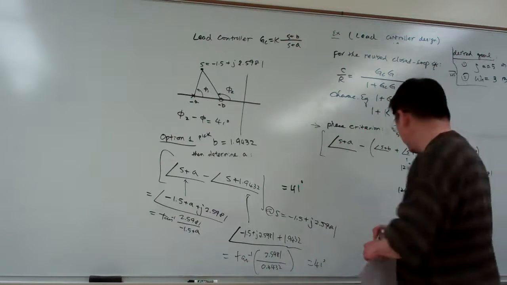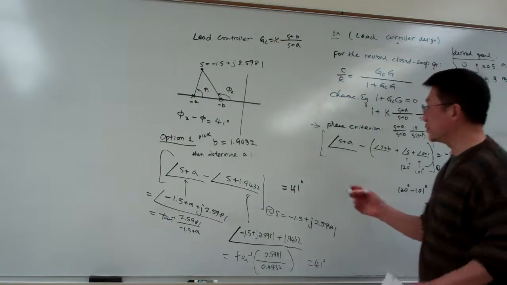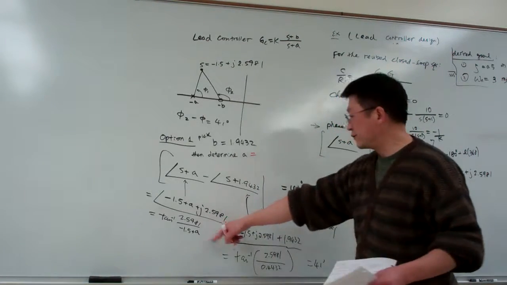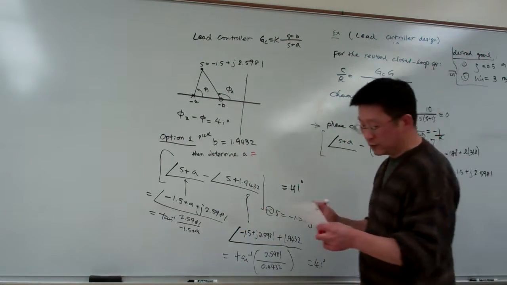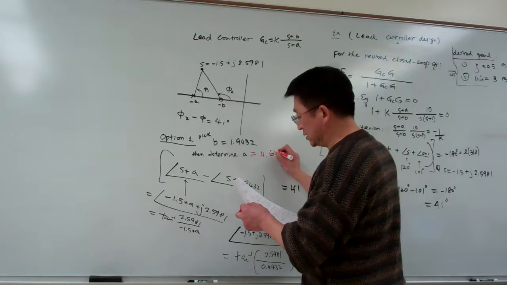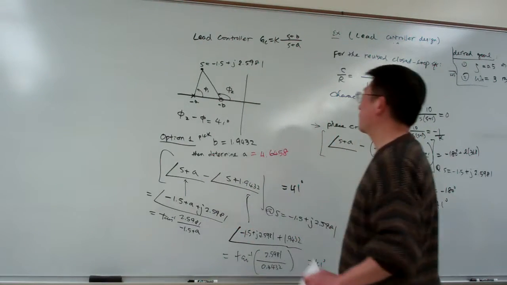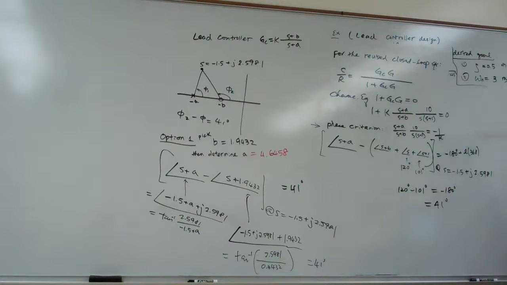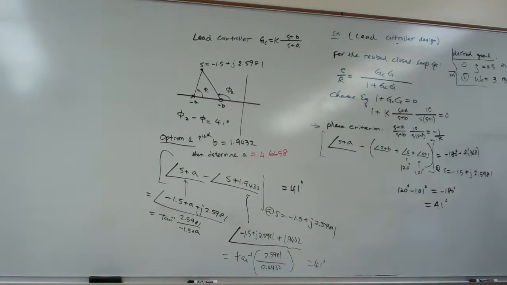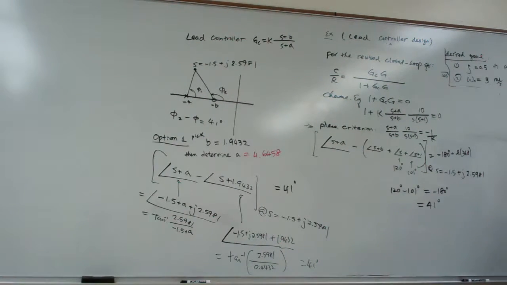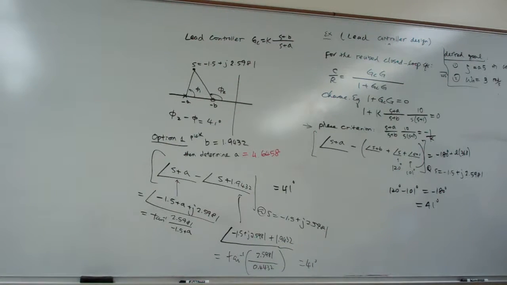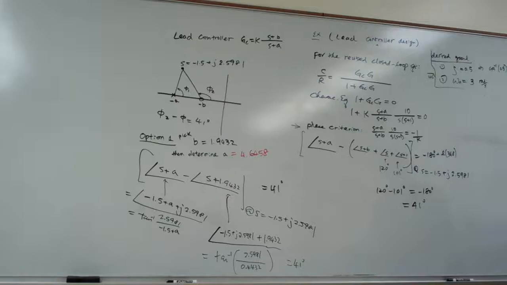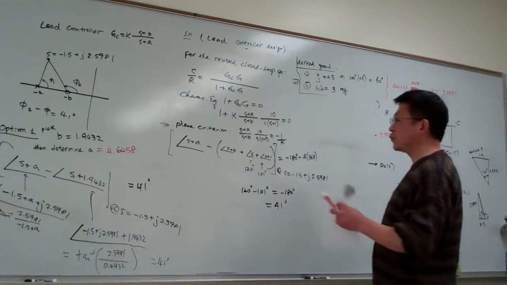Okay, so for this case, let me write it down. By solving these equations, A will be equal to 4.6458. Okay, good? So far so good. Any questions? I need you to ask any questions now rather than during the test. And I will give you more information about the test later on. Good? Okay, so that's the one option.